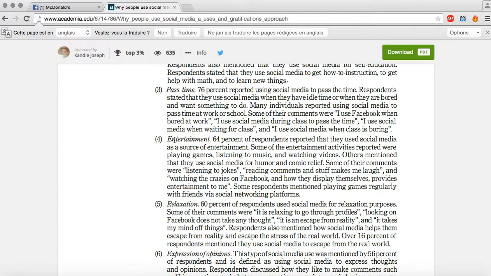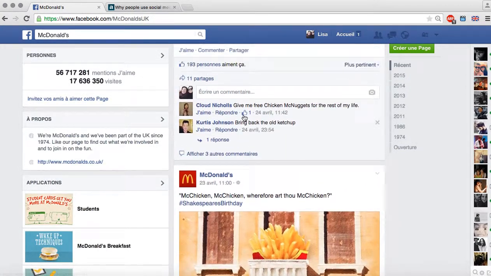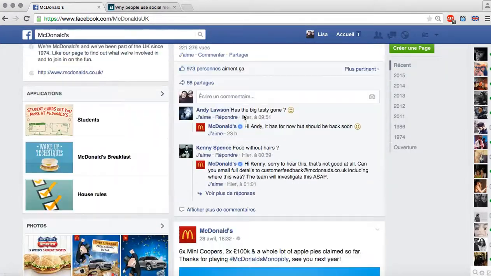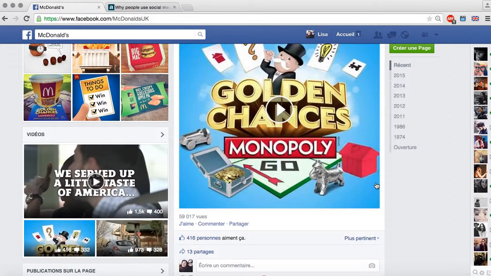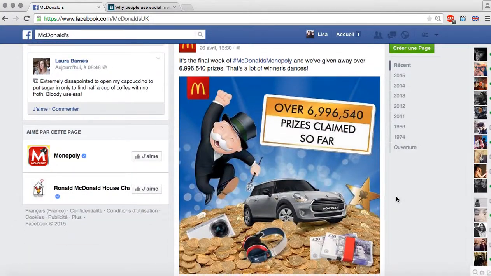Entertainment means that people go to social networks to play games, listen to music, watch videos, read comments, and stuff that makes them laugh. So here you can see on the McDonald's page, I can take once again the example of the Monopoly game, but there are a lot of posts for the Monopoly games, like I talked about before.